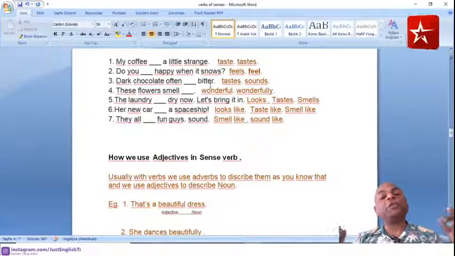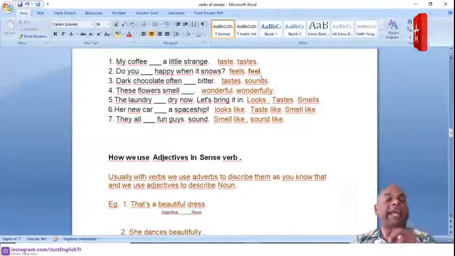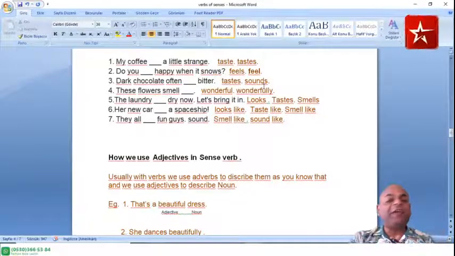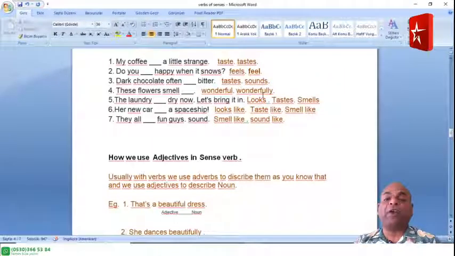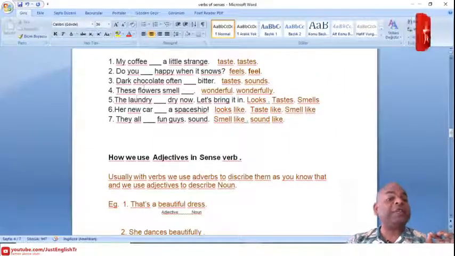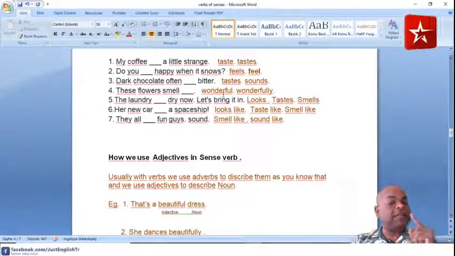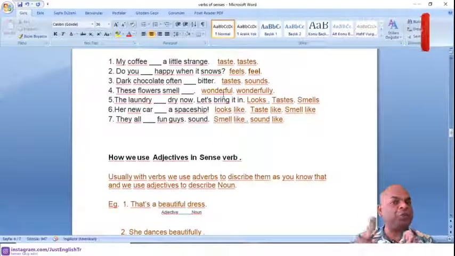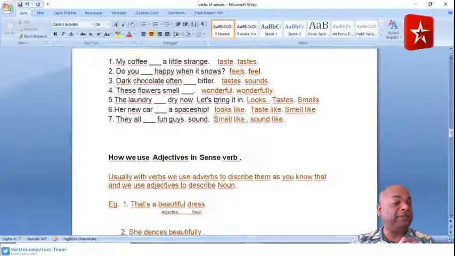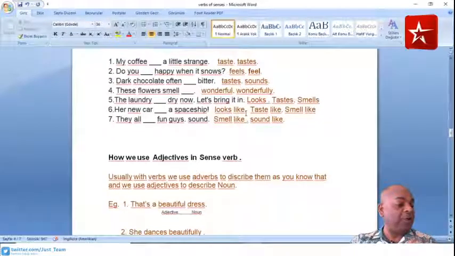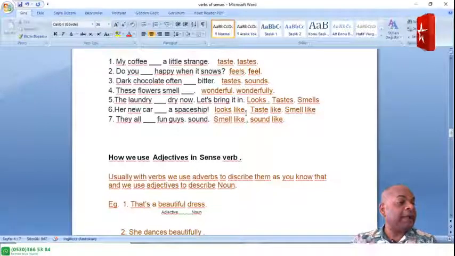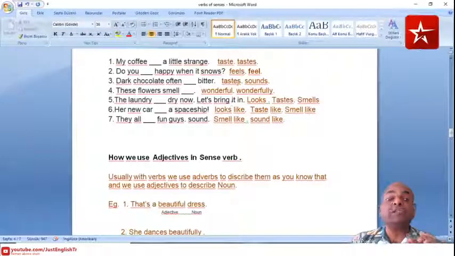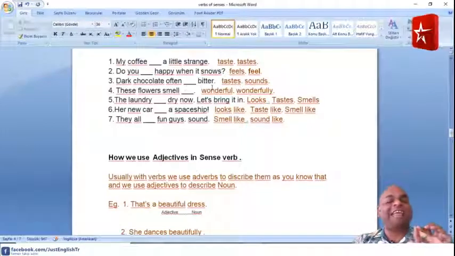Now guys, what should be the answer? Tastes or sounds? Your sentence is: dark chocolate often dash bitter. Remember, taste is a sense, and there's a sense of sound. So which one is going to come there? Remember, it's a chocolate. Emra, Can, Zainab, Ege, and Gulshan say taste. Well done, that's your right answer. Dark chocolate often tastes bitter.